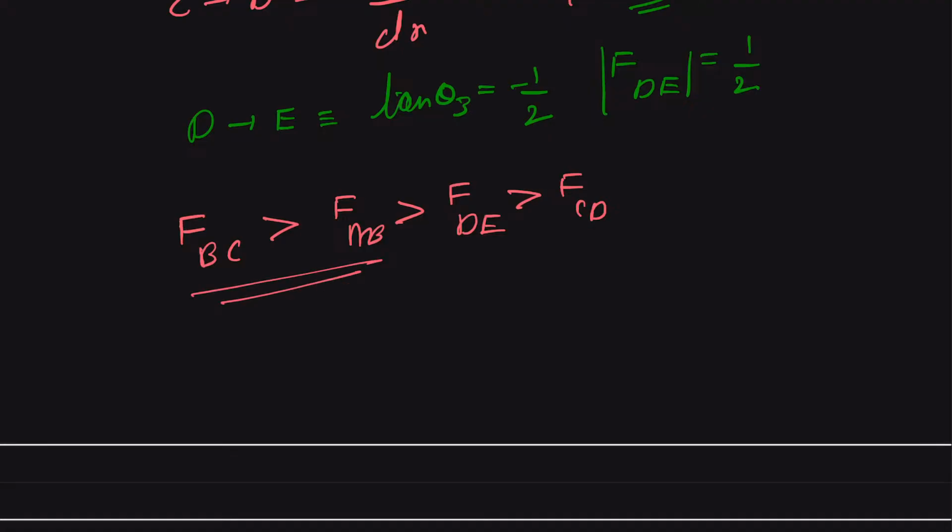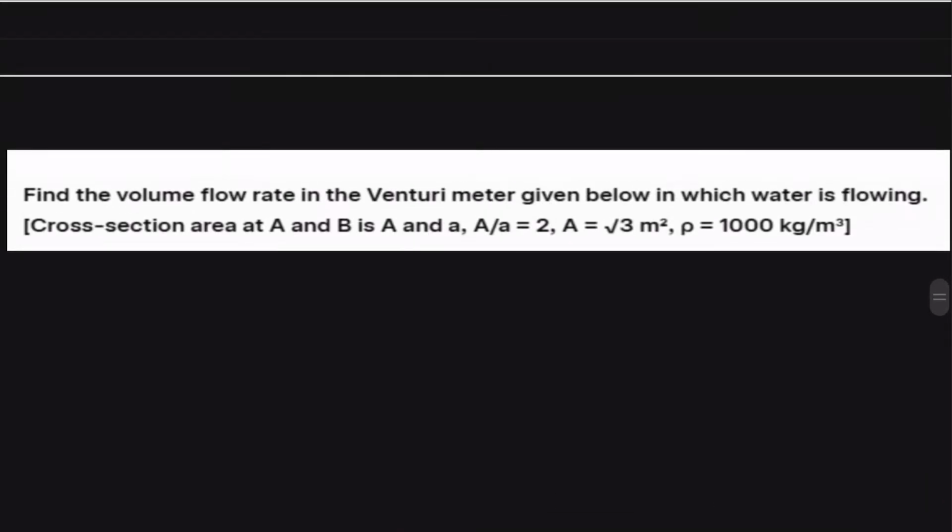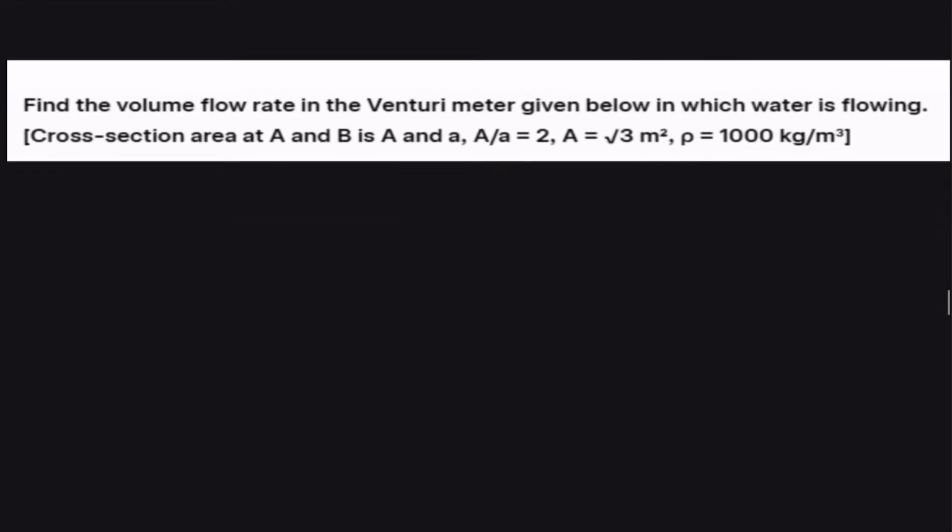Next question. It states: find the volume flow rate in the venturi meter given below, in which water is flowing. The ratio of the cross-section areas A and B is given as 2, and A is given as square root of 3. Density is also given to us.